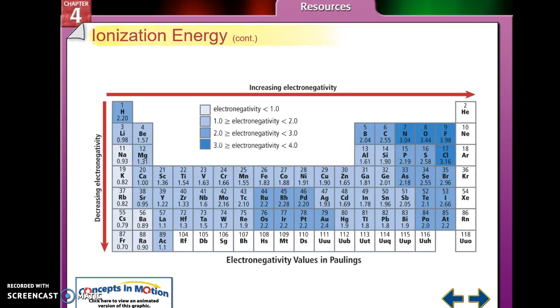It looks kind of like this. It's going to follow the same trend as ionization energy. A good rule of thumb is just the closer to fluorine it is, the more electronegative it is. Also, on your periodic table, you have electronegativity values in the bottom right-hand corner of every element block. Whatever has a higher electronegativity value is more electronegative. So if it's closer to fluorine, it's going to be more electronegative.